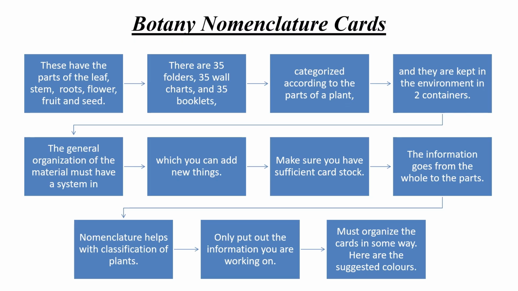The botany nomenclature cards. These have the parts of the leaf, stem, roots, flower, fruit, and seed. There are 35 folders, 35 wall charts, and 35 booklets, categorized according to the parts of a plant, and they are kept in the environment in two containers. The general organization of the material must have a system in which you can add new things. Make sure you have sufficient card stock.